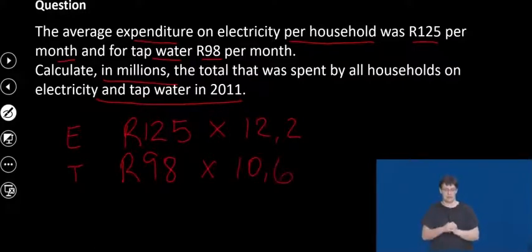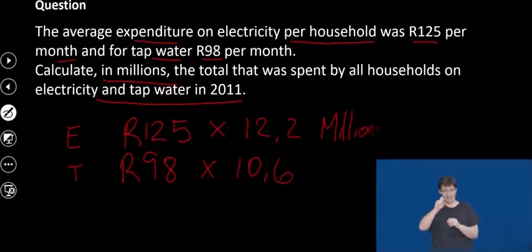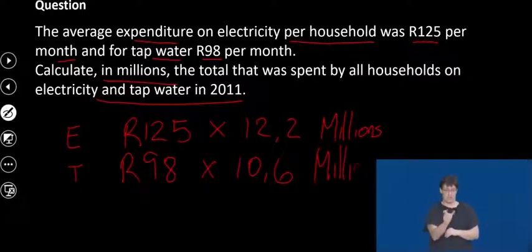And I actually don't need to have the millions, but I do need to write in the word millions. That's important. And we want the total, so I'm going to do these calculations and add the two. I don't think I'm going to do the calculations right now, because that's a fairly simple calculation, but don't forget your words, the millions.